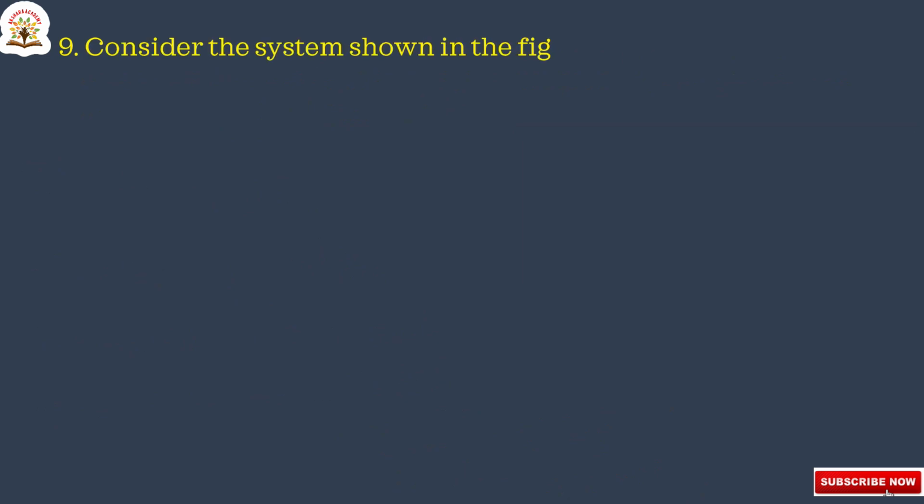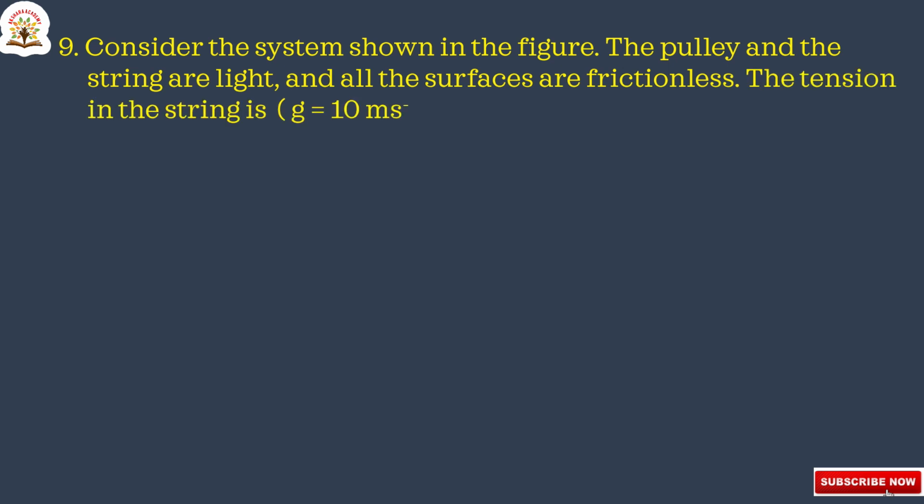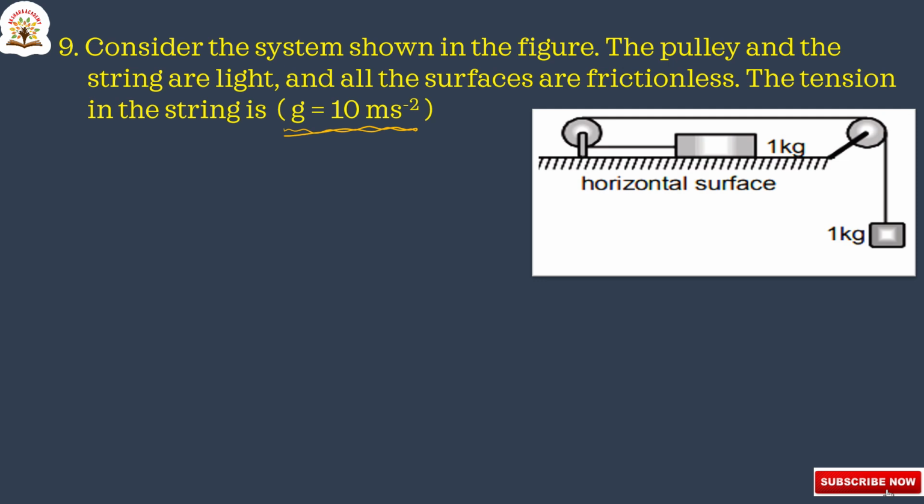Consider the system shown in the figure. The pulley and the string are light and all the surfaces are frictionless. The tension in the string is, g they given as acceleration due to gravity 10 meters per second square. See, this is the horizontal surface and here the pulley and the string are light. All the surfaces are frictionless. Here we have to calculate the tension in the string. So now let us go to the solution.